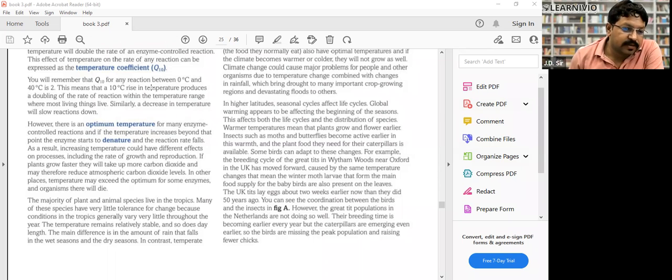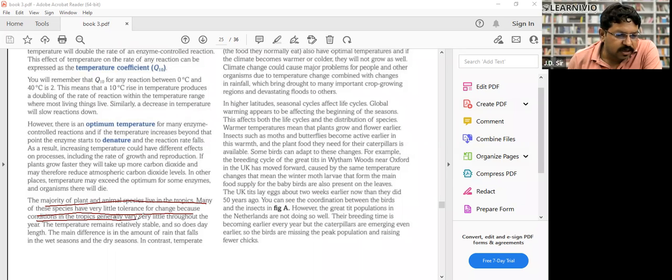So you have to underline this line. It's very important. The majority of plant and animal species live in the tropics. Many of these species have very little tolerance to change because the conditions in the tropics are generally very constant throughout the year. The temperature remains relatively stable, and so does the day length. The main difference is in the amount of rainfall, in the wet season and the dry season.